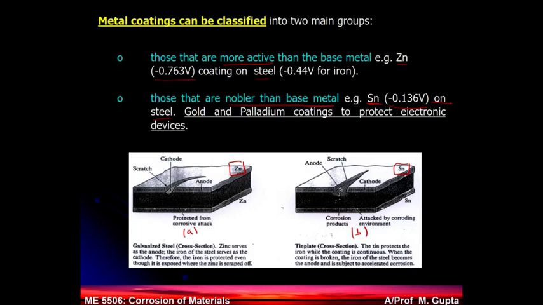Which one will corrode? Zinc or iron? Which one will form anode? Zinc or iron? The more negative electrode potential makes what? Anode, right? So that's what we do galvanizing for. So your zinc will corrode. So even if the scratch is there, even if the environment is able to see iron, iron will not corrode.